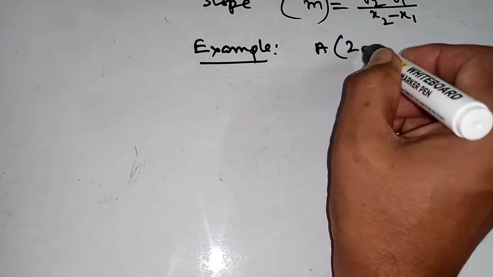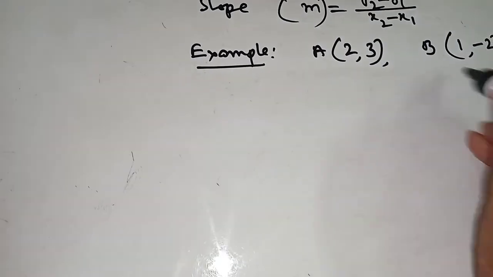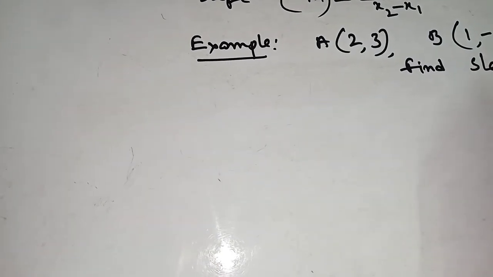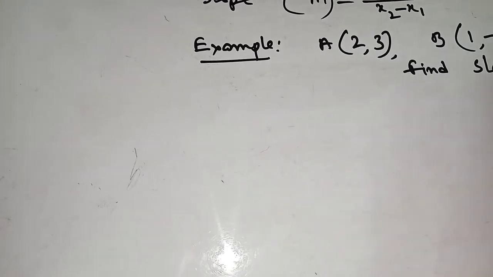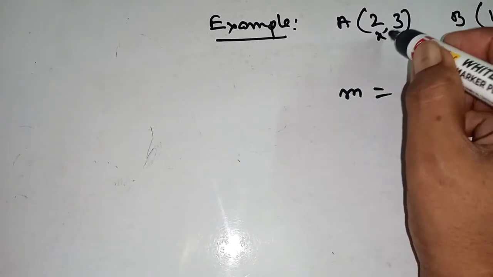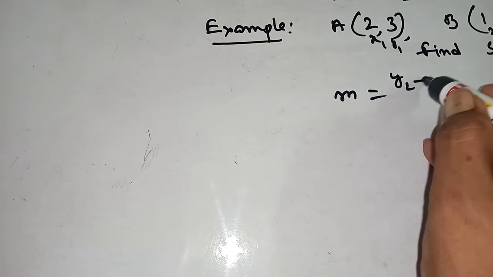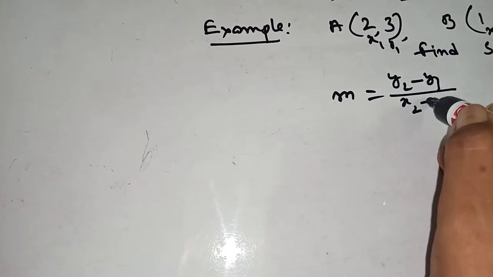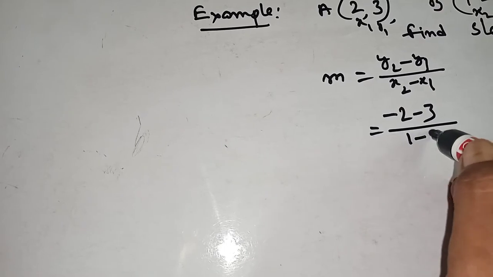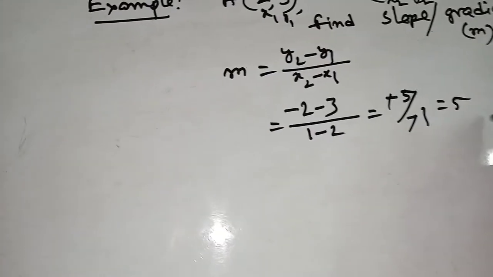Example, a equal to, suppose 2 3, b 1 minus 2. Find slope or gradient. That means this is m. Like m equal to, this you can write x1 y1, this is x2 y2. M is the formula y2 minus y1 by x2 minus x1. That means minus 2 minus 3 by 1 minus 2. It will be minus 5 by minus 1. Answer 5. This is answer.